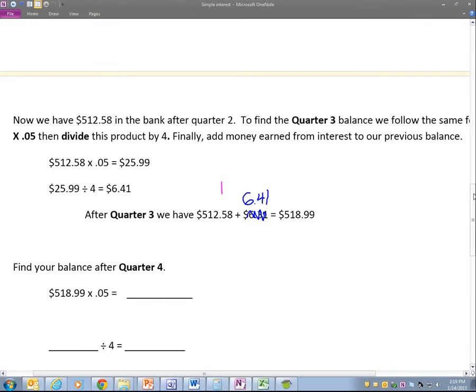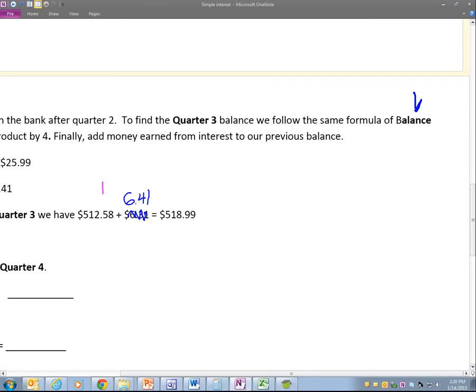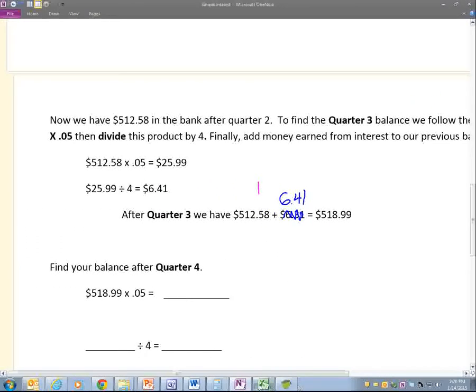So we just found that we have $512.58 in the bank after quarter two. Now, to find the quarter three balance, we have to follow the same formula. We're going to take how much money we have right now times the interest rate for the whole year. After we find that, we're going to divide it by 4 because it's done quarterly. Divide it by 4 or multiply by 1/4, whatever you want to call it. It's both going to be the same number.